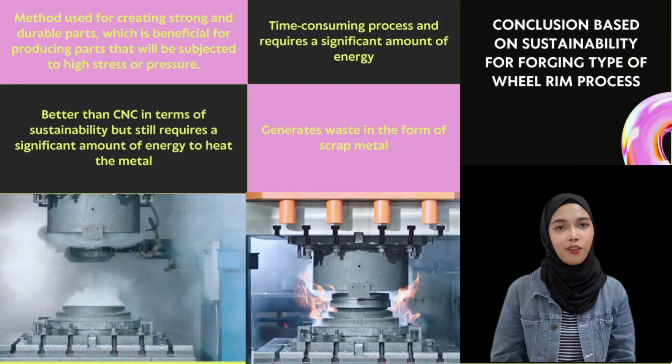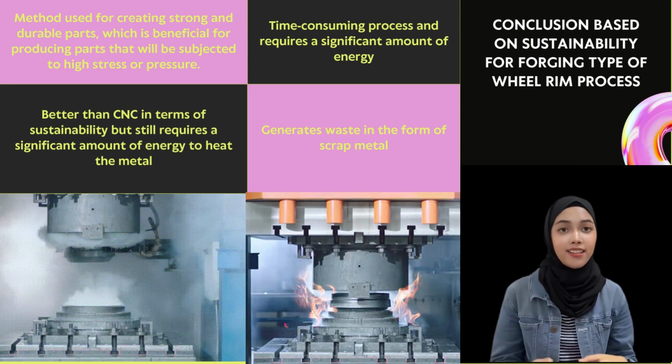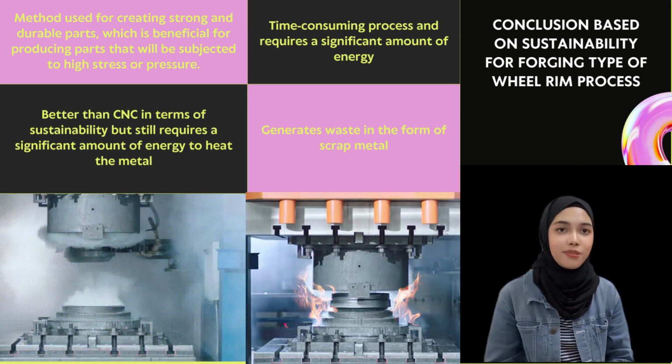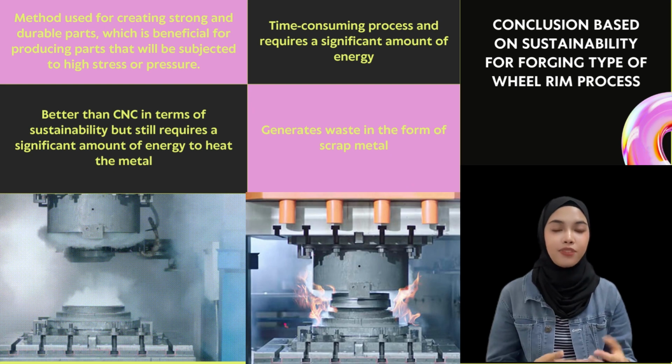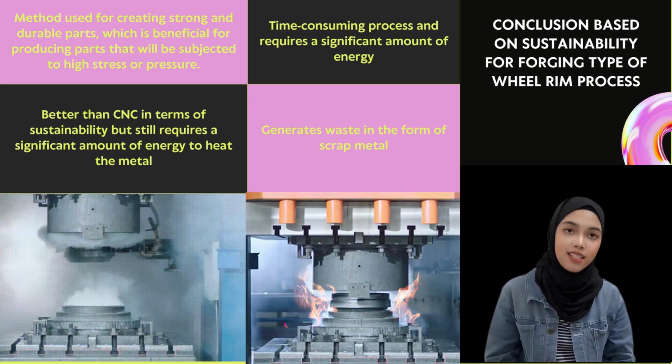Discuss three methods of producing wheel rims, which are CNC, forging, and casting, and examine their pros and cons in terms of sustainability and cost. It will delve deeper into how each method affects the environment differently in terms of sustainability.